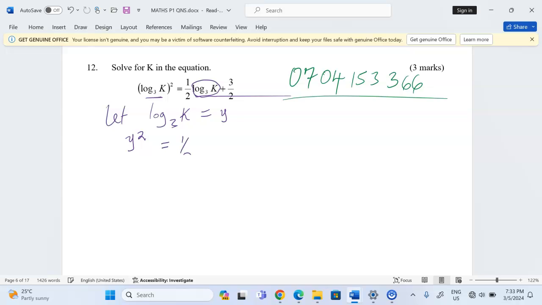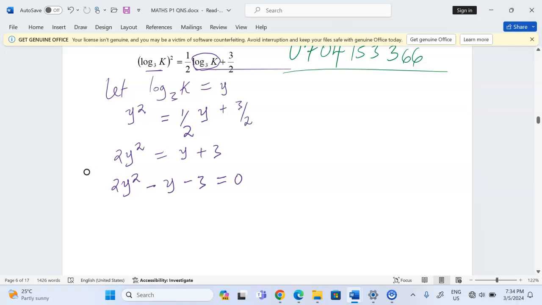This is equivalent to half the value of y plus 3 out of 2. Okay, we can eliminate the fractions by multiplying through by 2. So that by 2 we get 2y squared equals y plus 3. Then we rearrange the equation so that it takes a quadratic shape. That means we start with the squared part, then followed by y, then followed by 3, so that we remain with a 0.